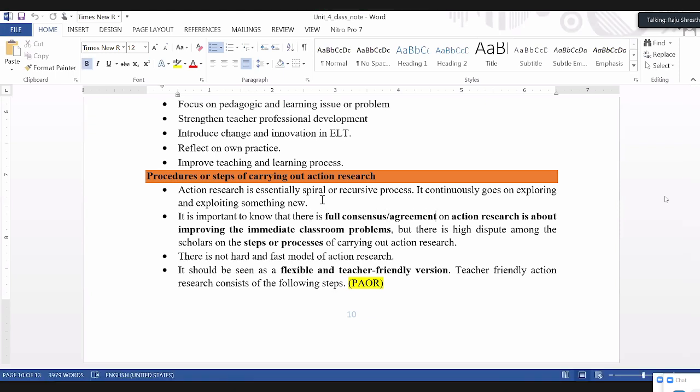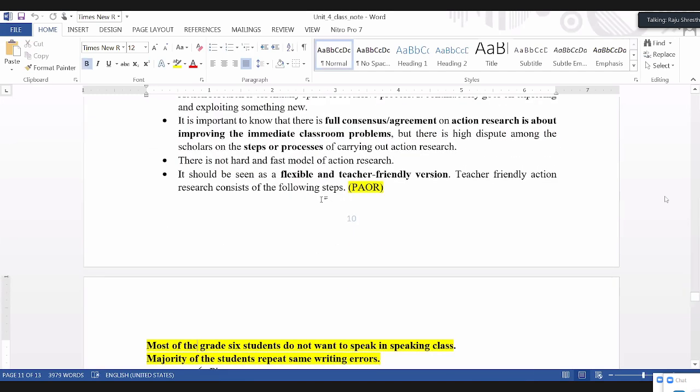We also discussed the consensus and agreement that action research is about improving immediate classroom problems, but there is high dispute among scholars on the steps or processes of carrying out action research. There is not such a hard and fast model of action research, so we can adapt a teacher-friendly or flexible model in the teaching and learning process. This is the plan, act, observe, reflect cycle we wrote.